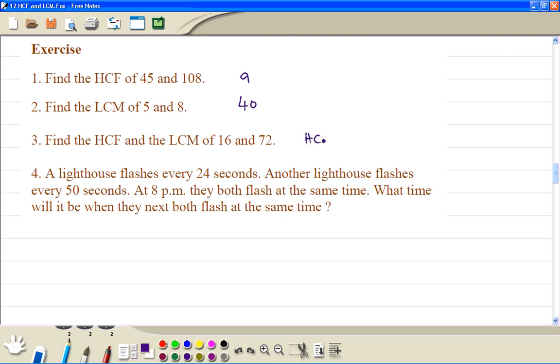Number 3, highest common factor is 8. LCM is 144. Answer to number 4. So the lowest common multiple of 24 and 50 is 600. So that's 600 seconds. Divide by 60, so that's 10 minutes. So the time will be 8:10 p.m.